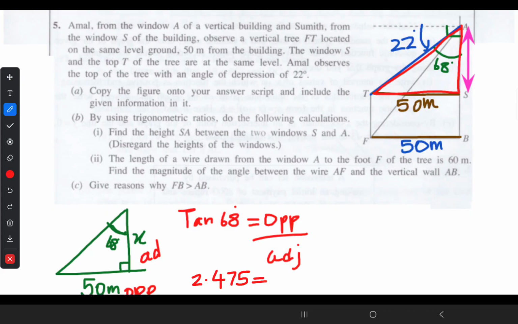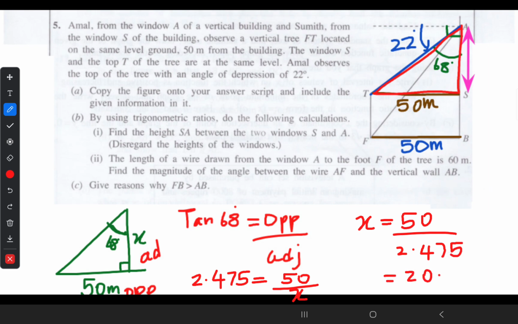Tan 68 is 2.475. That equals the opposite side for the given angle, that was 50 meters, divided by the adjacent side x. That's what we need to find. To find x, 50 should be divided by 2.475. That will give you the answer for x as 20.2 meters. x is the distance between the two windows, Amal and Sumit's distance. This is 20.2. We got the answer.